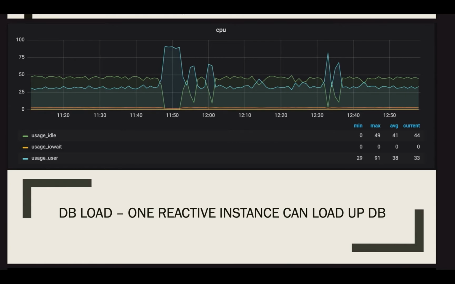And for comparison as well, one reactive instance can load up one database instance. Comparing with the classical one, for example, I need 3, 4, 5 instances as well.